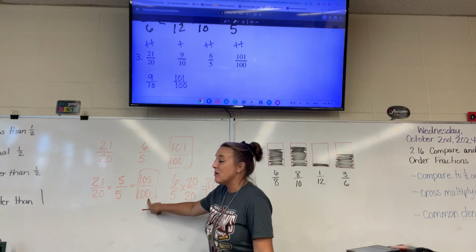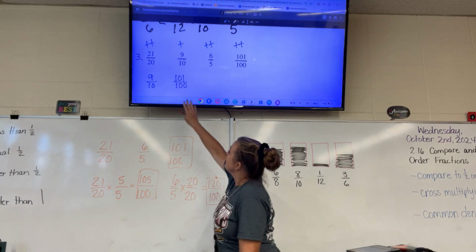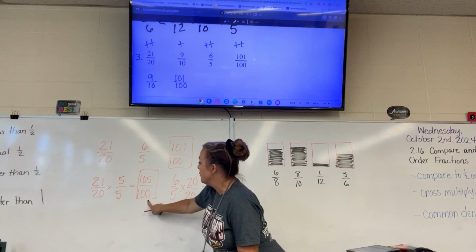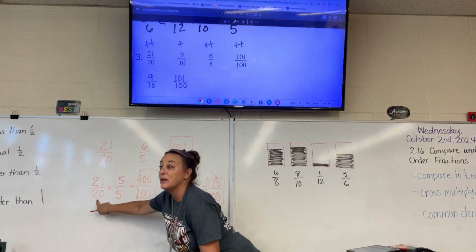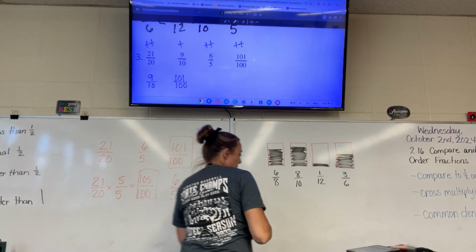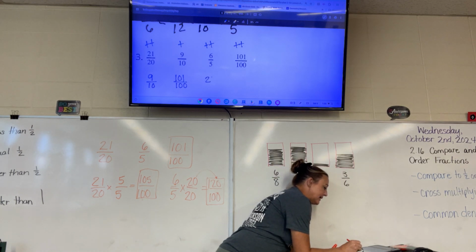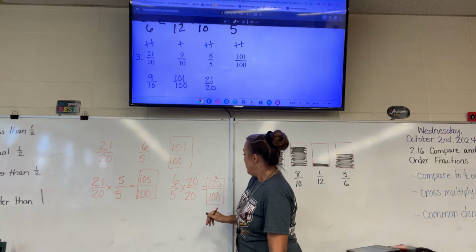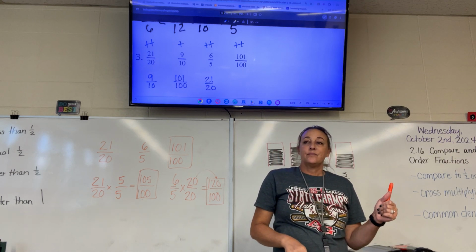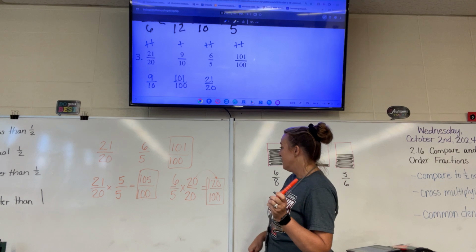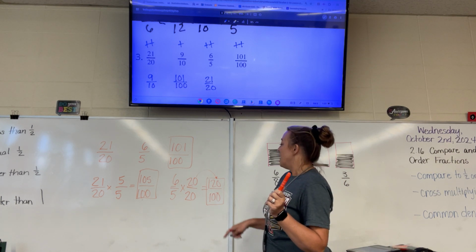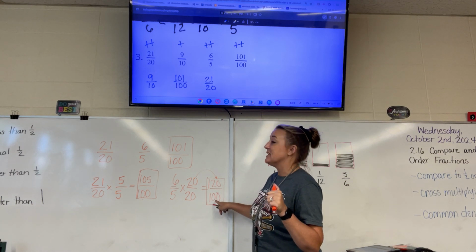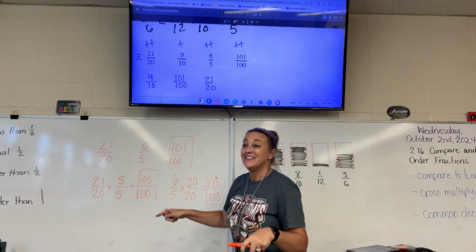Hold on though. We cannot write down 105 hundredths because is the book going to know what we're talking about? No. That fraction's not up there. So we have to write down our 21 twentieths. You with me? 21 over 20 is next. And then the biggest one is 120. You'll say it as hundredths. 120 hundredths, which is actually 6/5.